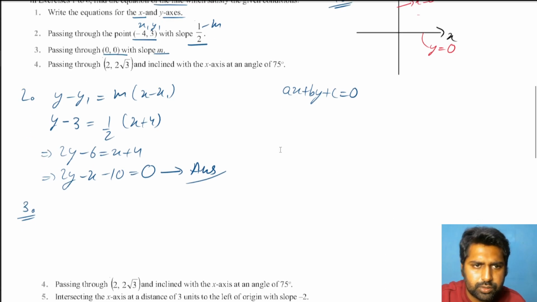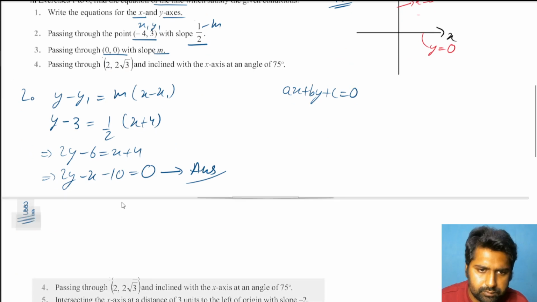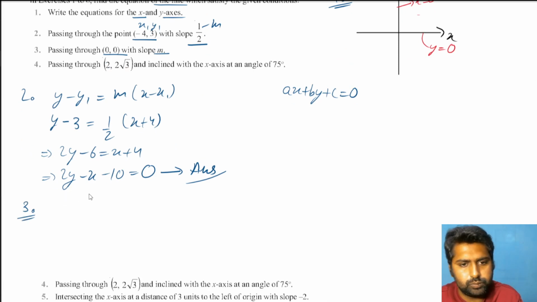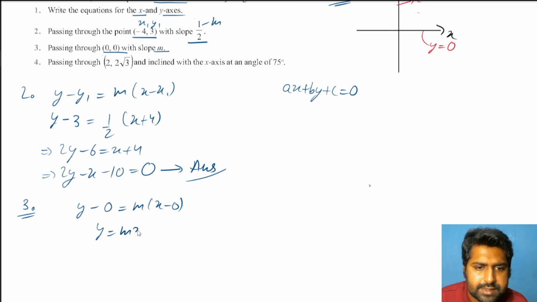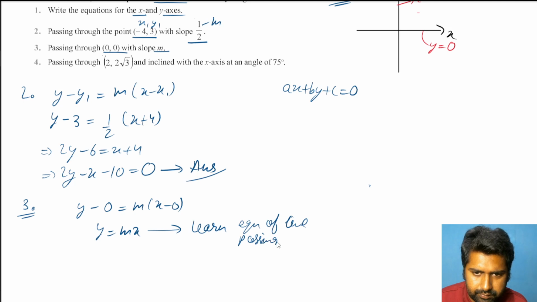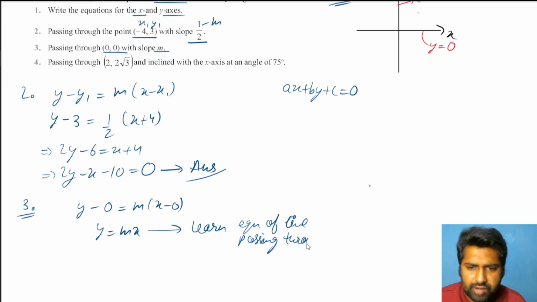So for this one, let's get some space. Yeah, so y minus 0. Okay, y minus y1 is 0, mx minus 0. So it becomes y is equal to mx, and I will recommend you to directly learn this. This is the equation of line passing through origin. All lines that pass through origin will be represented like this, y equal to mx.